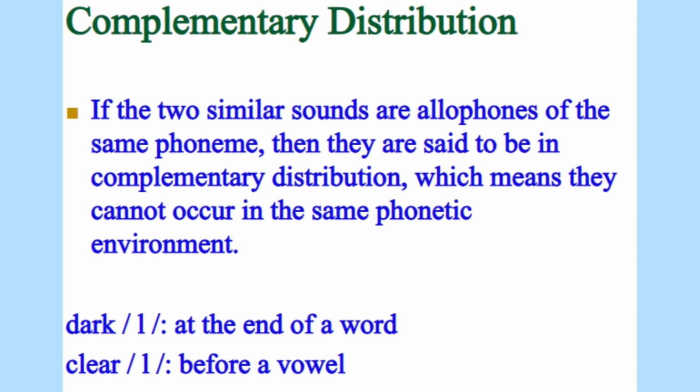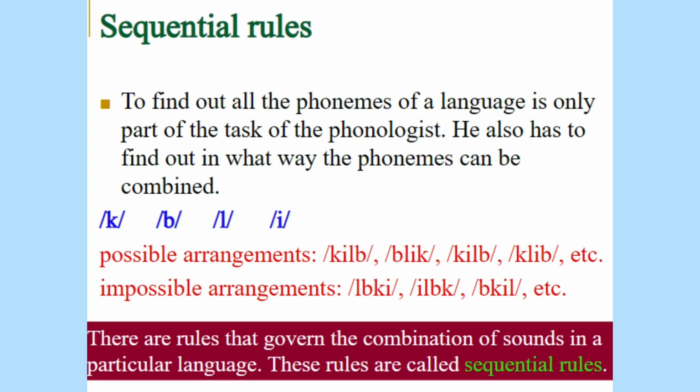Now, what is a complementary distribution? If two similar sounds are allophones of the same phoneme, then they are said to be in complementary distribution, which means they cannot occur in the same phonetic environment. For example, dark L at the end of a word, and clear L before a vowel. Now let's see the sequential rules.